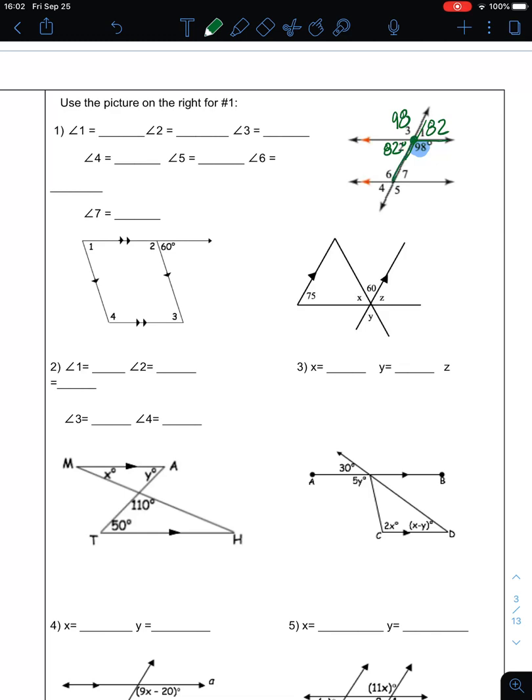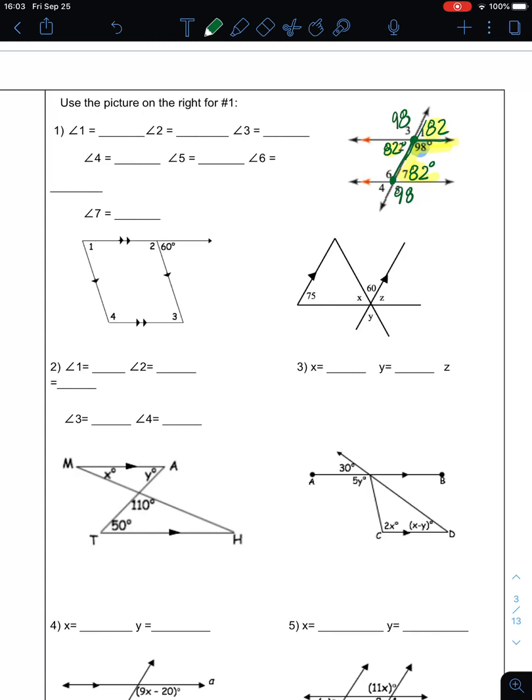Then I have to go somehow from this vertex down to this vertex. And so we can use transversals to travel down. And I can see then that angle 7 has to be 82 because these two angles correspond. Now, that's not the only reason. It's also a same side interior angle with that 98-degree angle. It's also alternate interior with this 82. So there are any number of ways that you can think through this.